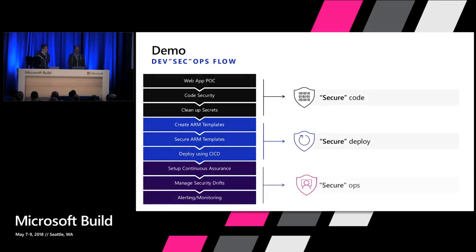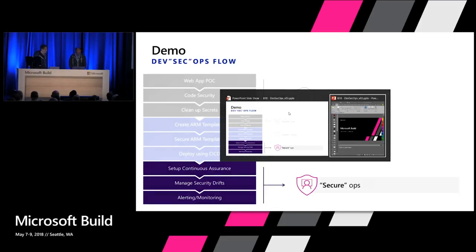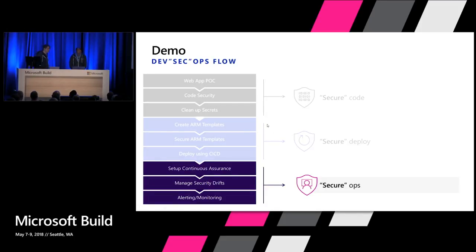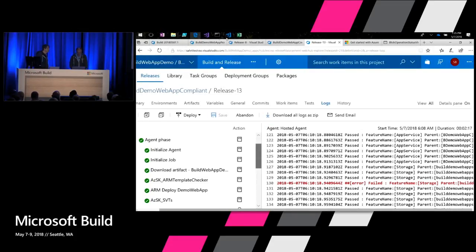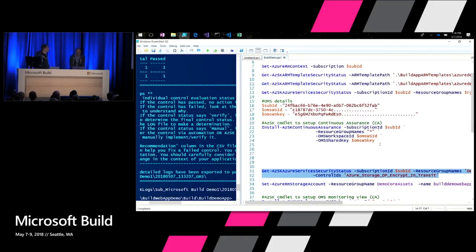In this part of the demo, we are going to demonstrate these 3 features: how we can measure on a daily basis the security health of your application resources, how we get notified, and how we can do better monitoring of security drifts. Again, a pretty simple command. It's called Install-AzSKContinuousAssurance. This command is going to do all the heavy lifting.